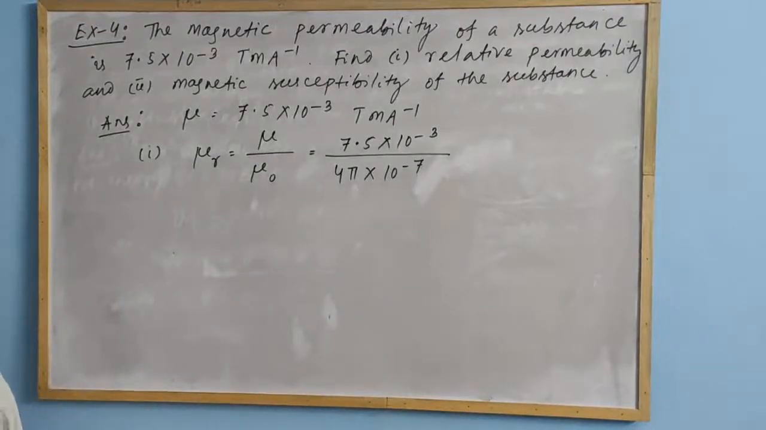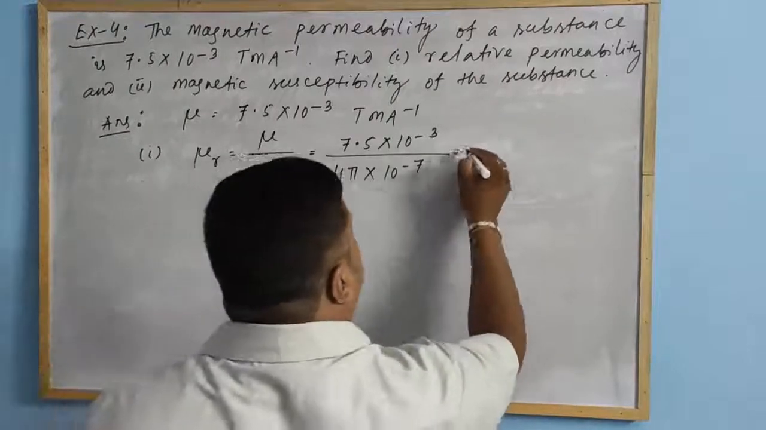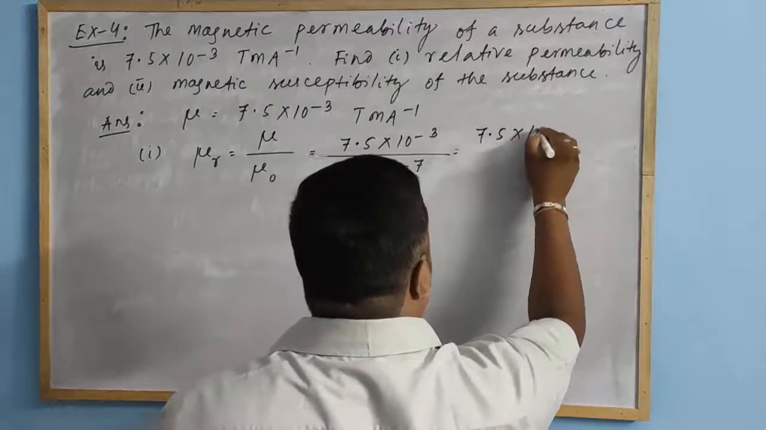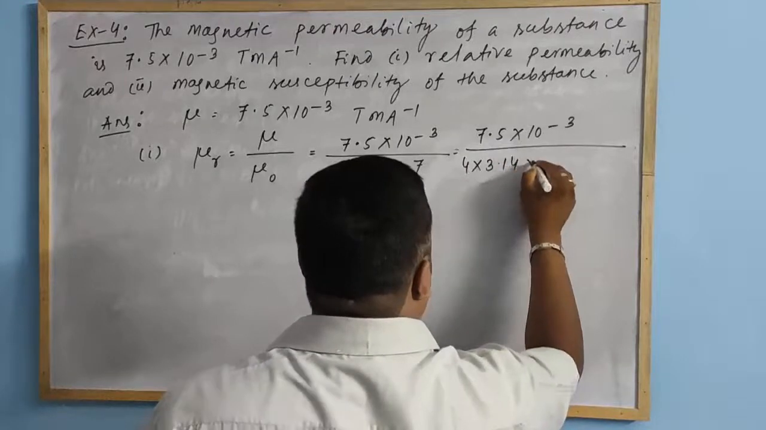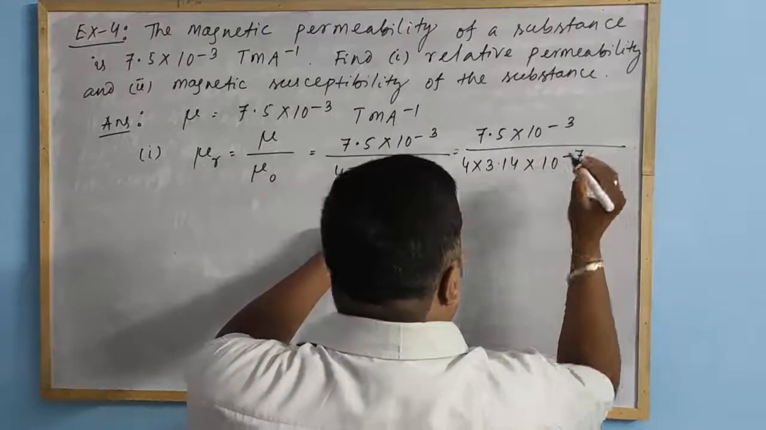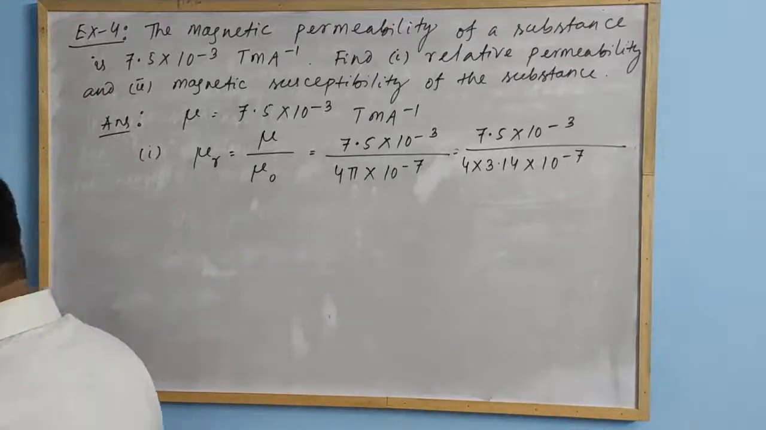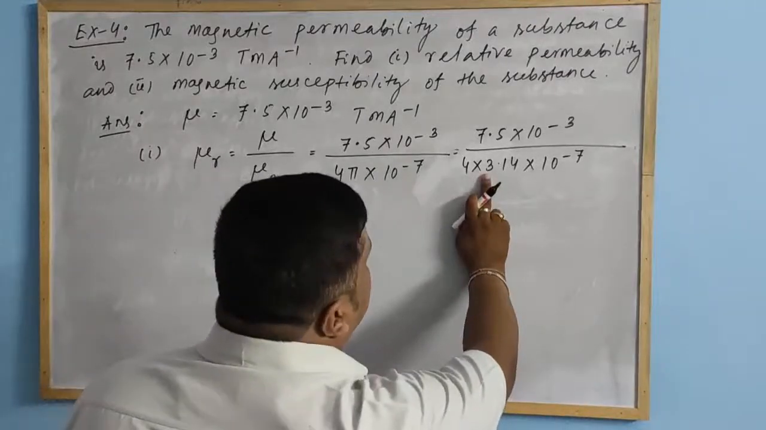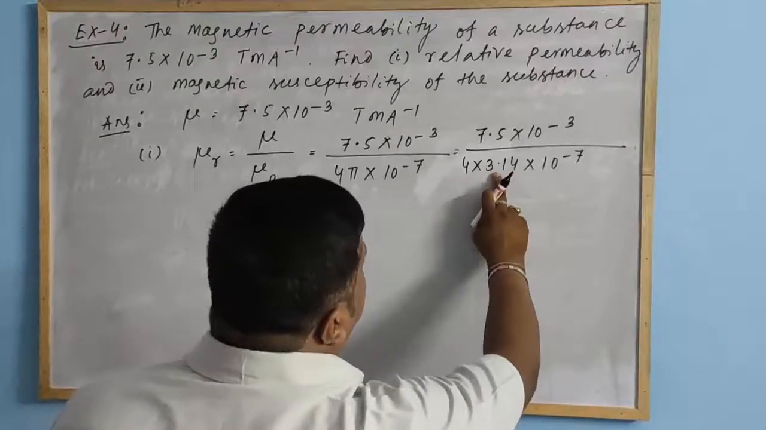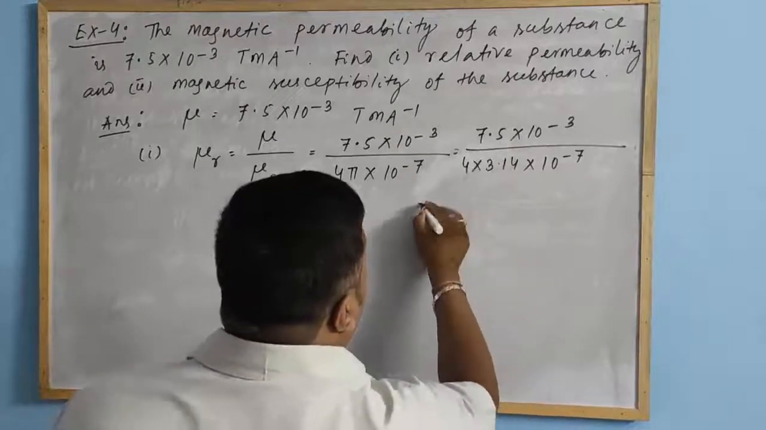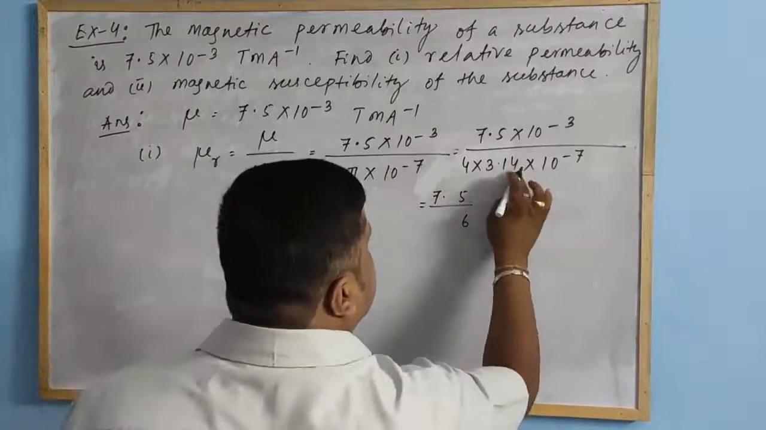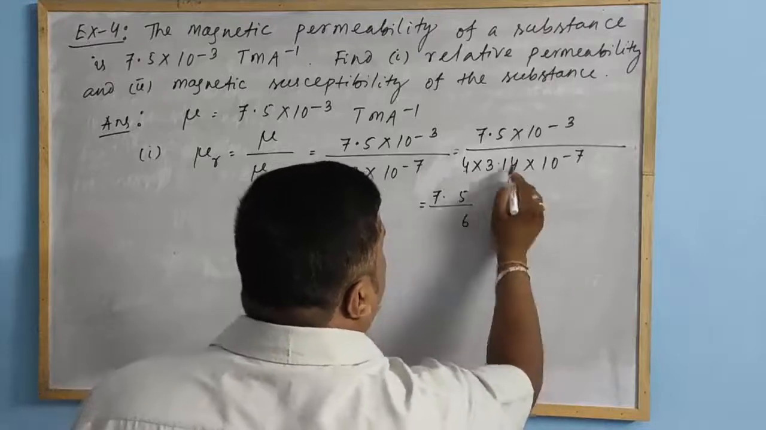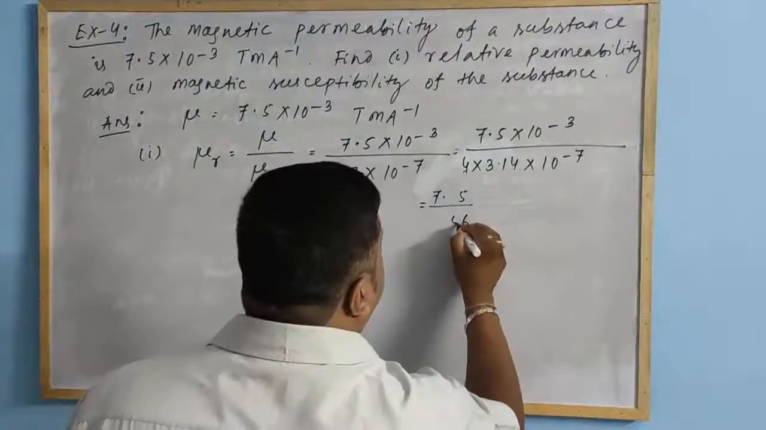you will get? So let me put the values. What will I get? This is equal to 7.5 into 10 to the power minus 3 divided by 4 into 3.14 pi into 10 to the power minus 7. So this will be around 4 into 3.14, 12.56. So 7.5 divided by 12.56.